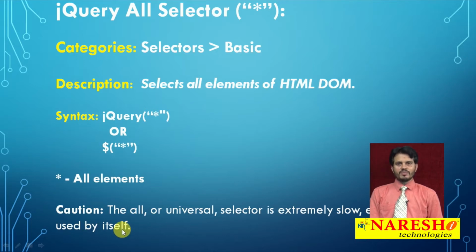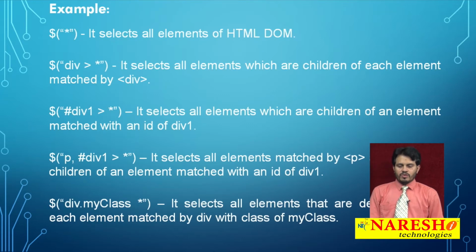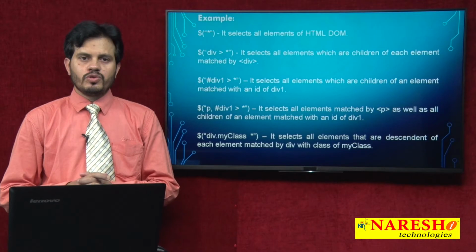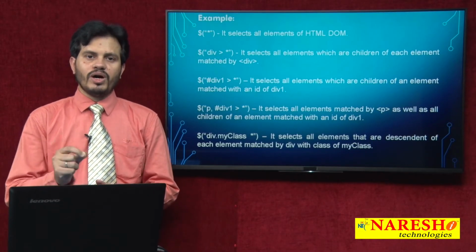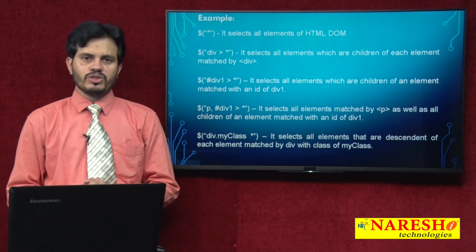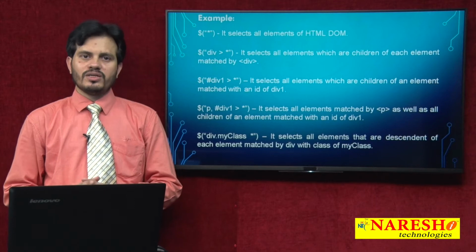Now we will see the example. The first example is $ of star. It is very simple: it is going to select all the elements of the HTML document. So whenever we need to perform any action or operation on the entire set of HTML document elements, not on one specific element, then you must use the all selector in jQuery, which is presented with the star symbol.